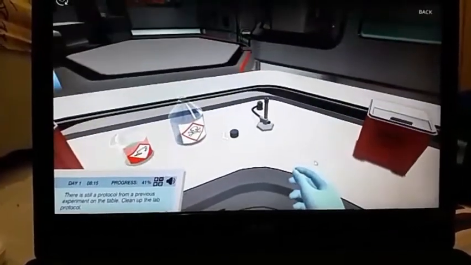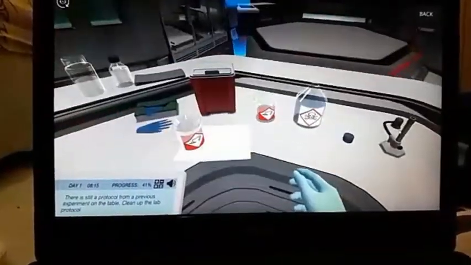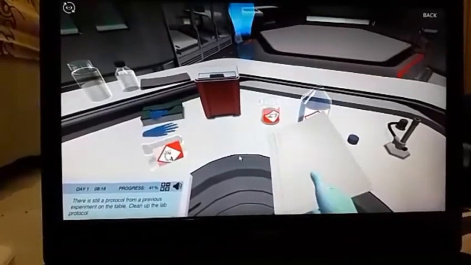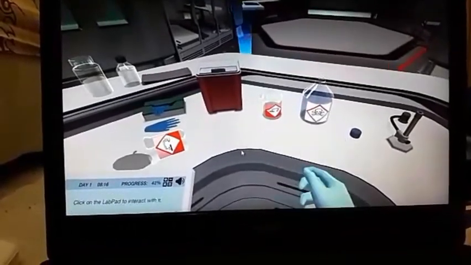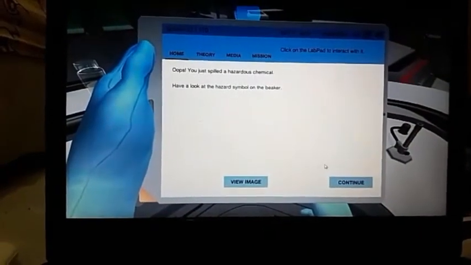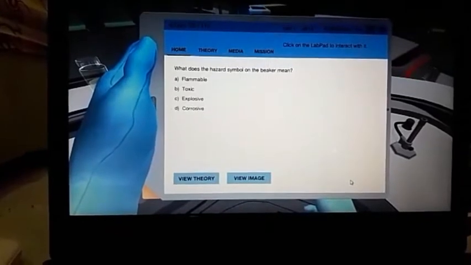There is still a protocol from a previous experiment on the table. Clean up the lab protocol. Oops, you've just spilled a hazardous chemical. Have a look at the hazard symbol on the beaker. What does the hazard symbol on the beaker mean?